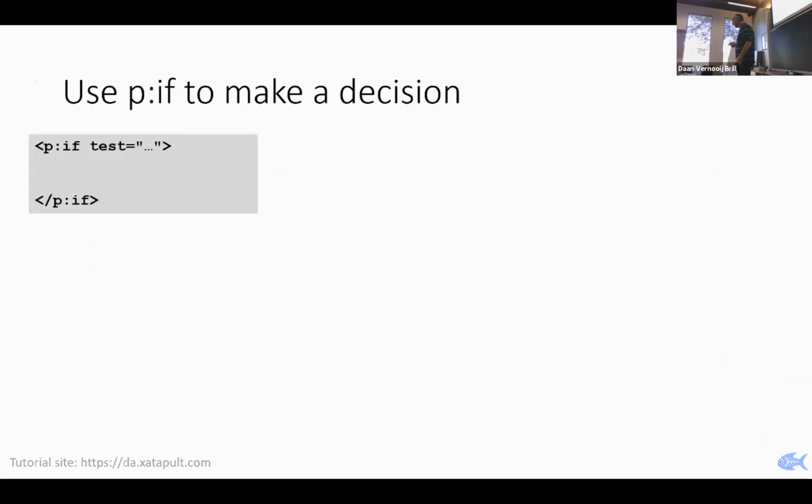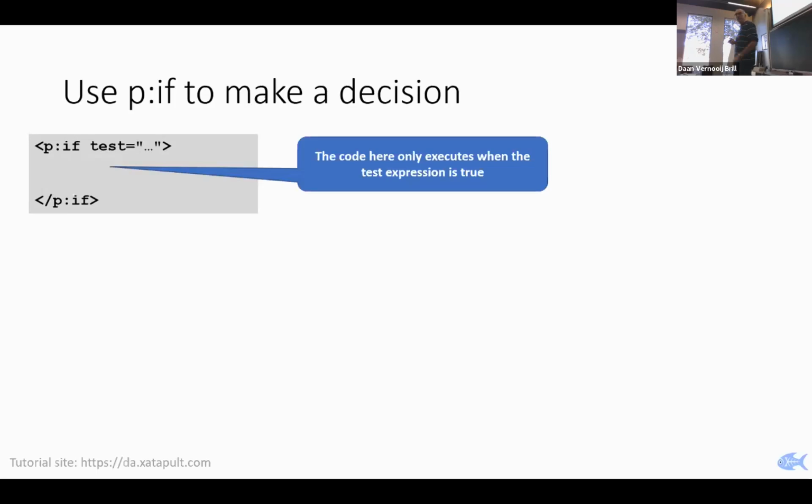So let's have a look at the easy one. Let's have a look at the p:if. The p:if makes a decision, right? What you put in the test attribute is an XPath expression that should be castable as a Boolean, like you do in XSLT on the xsl:if, and the code in there only runs when the expression is true.